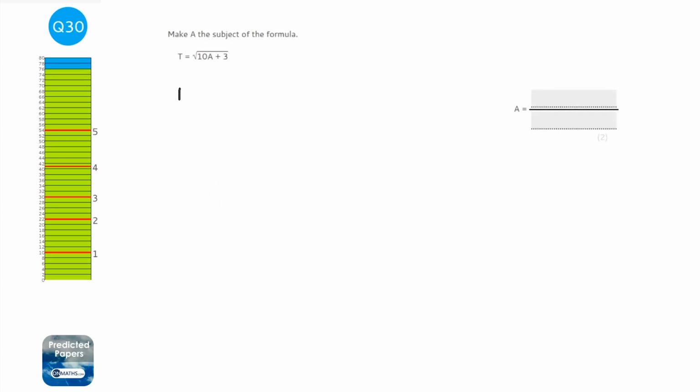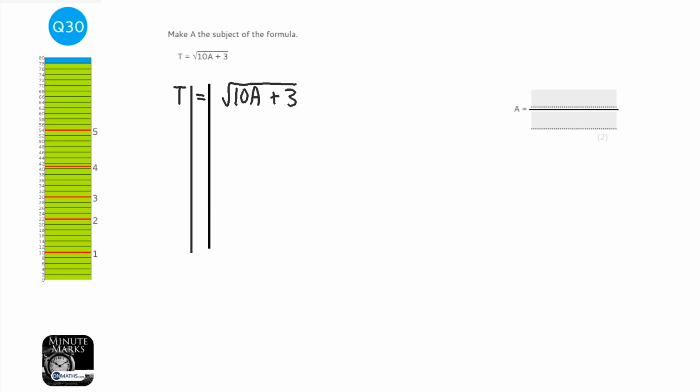Okay, I'm just going to write this out to make it a bit bigger. Now we're asked to make A the subject, which means we want A equals. So I'm going to put my lines down. Now the first thing I need to do is get rid of that square root, because if you look, the right hand side is all trapped in that square root. So what I'm going to do is square both sides. So we've got t squared equals, and when I square the square root, it just gets rid of the square root.